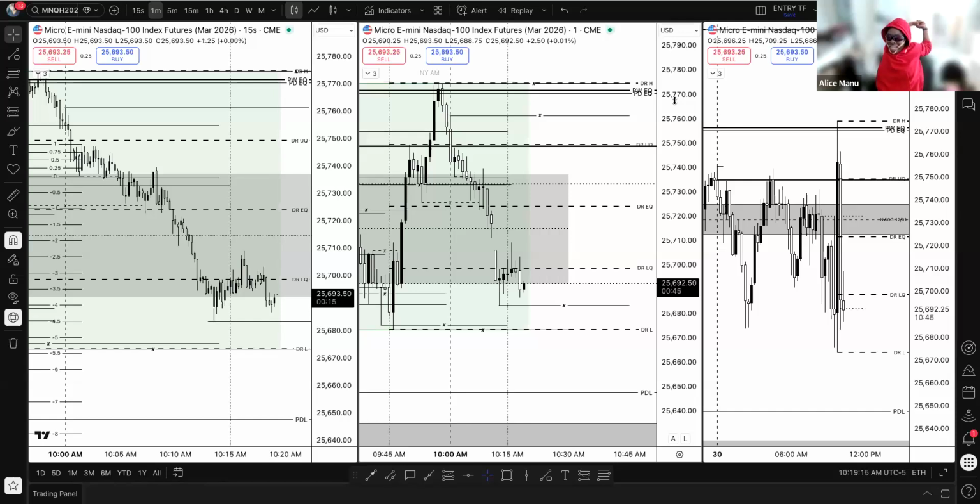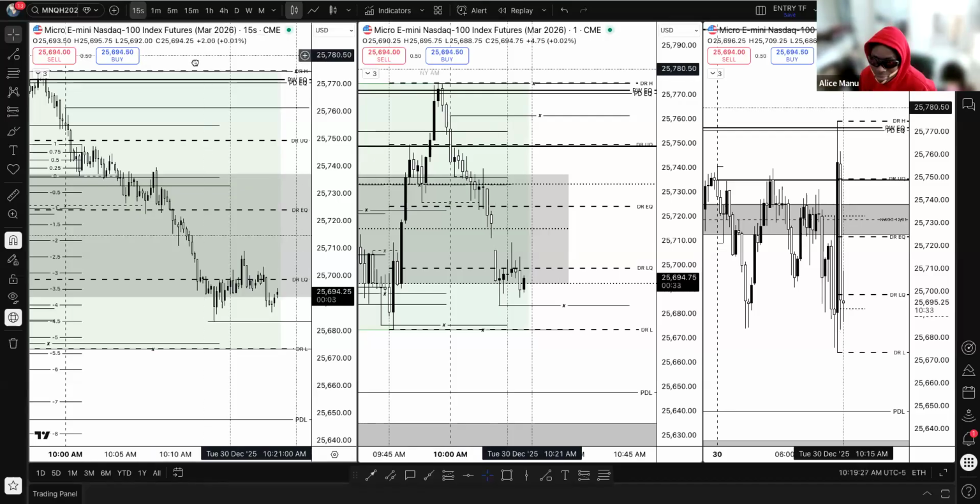If we take dealing range low here, okay, our buys will once again flip for the session. But for now, all right, it's still in line with our weekly program as a buy.